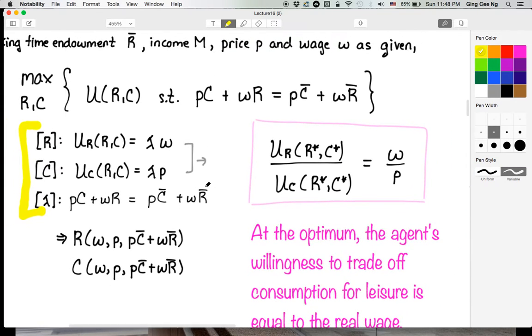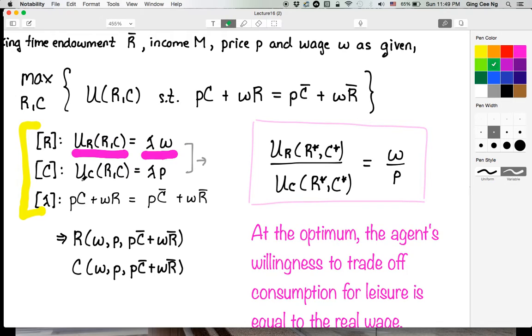Anyways, just as before, you're going to differentiate with respect to R. You get your marginal utility of leisure. And what's the marginal utility of leisure? That's the additional increment to utility that you obtain from having one additional unit of leisure, holding consumption constant. That has to equal lambda, our Lagrange multiplier, times the price of leisure, which is W, our wage rate.